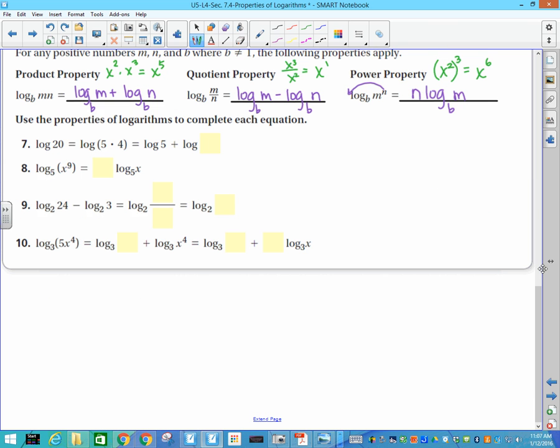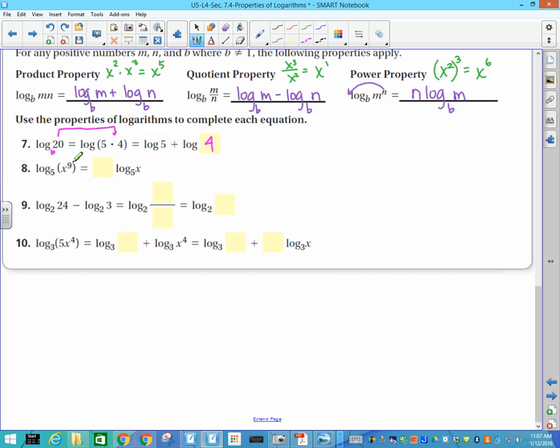Okay, so let's see these with actual numbers and how we would do it. So the log of 20, remember if there is no number there, its base is 10. It's called the common log. So the log of 20, 20 can be broken up as 5 times 4. So the log of 20 is the log of 5 times 4. That is a product, and a product can be broken up into two individual logs by saying the log of 5 plus the log of 4.